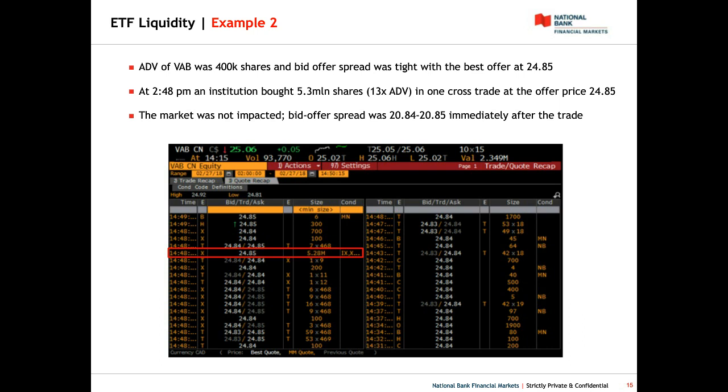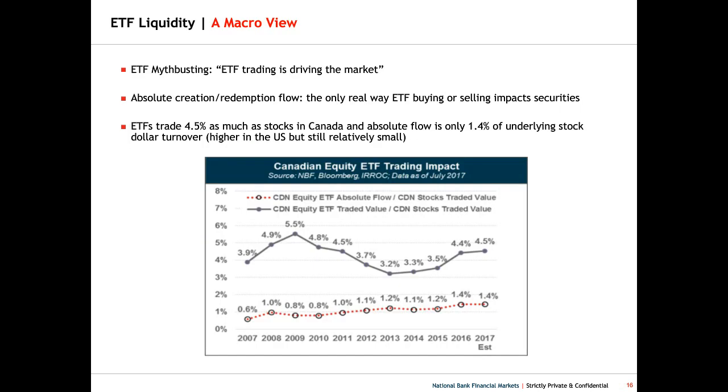Now, to wrap up our liquidity section, we believe we've made the point when looking at individual trades. To wrap it up, we thought it would be useful to take a step back and look at this on a macro view. There are theories out there that ETF trading is causing volatility because the underlying markets are not liquid enough to support all that ETF trading.